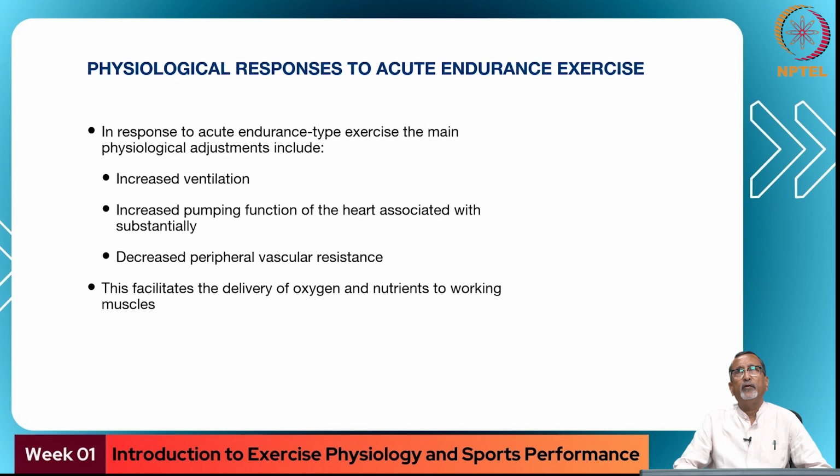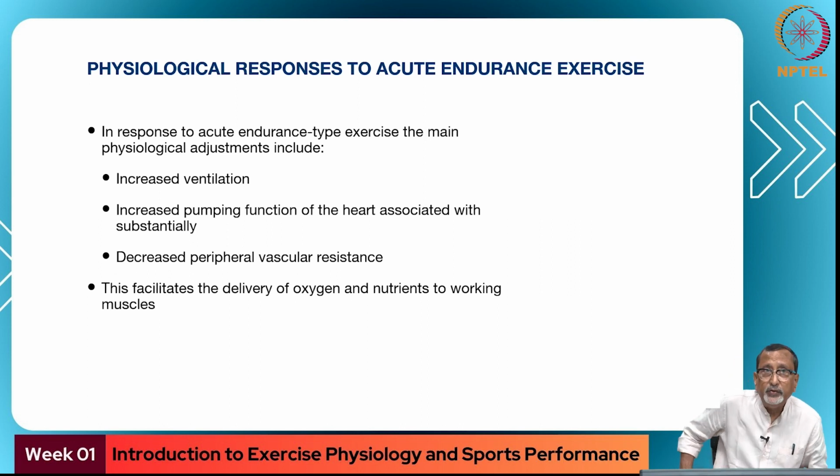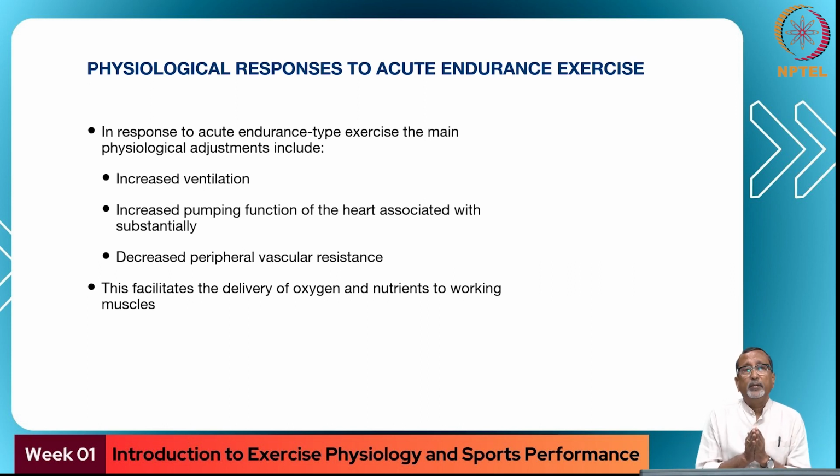When you are running on a treadmill at, say, 12 kilometers per hour for 30 minutes, what will happen to your system? That we will discuss here. It would be interesting to understand, because the resting ventilation is around 8 to 10 liters per minute, and when you are running at 8 to 10 kilometers per hour for a longer period of time, the ventilation goes up and stays at a plateau.